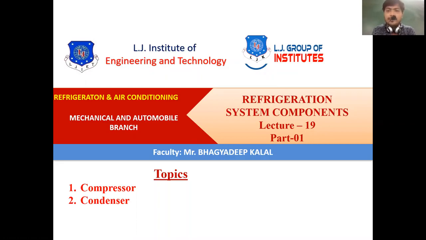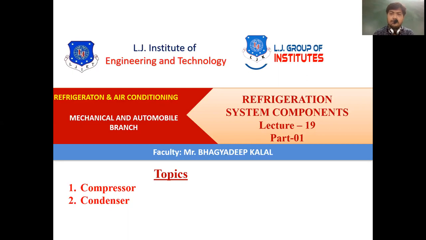Today I discuss refrigeration system components. This is lecture number 19, part number 1. The topics we are going to learn are the compressor, the types of compressor used in a VCRS cycle or refrigeration system, and another is the types of condenser, which is also used in a refrigeration cycle. Basically, in a VCRS or refrigeration cycle, there are mainly 4 to 5 types of components. The main components are the compressor, condenser, expansion valve, and evaporator. So, in this lecture, we study types of compressor and condenser.